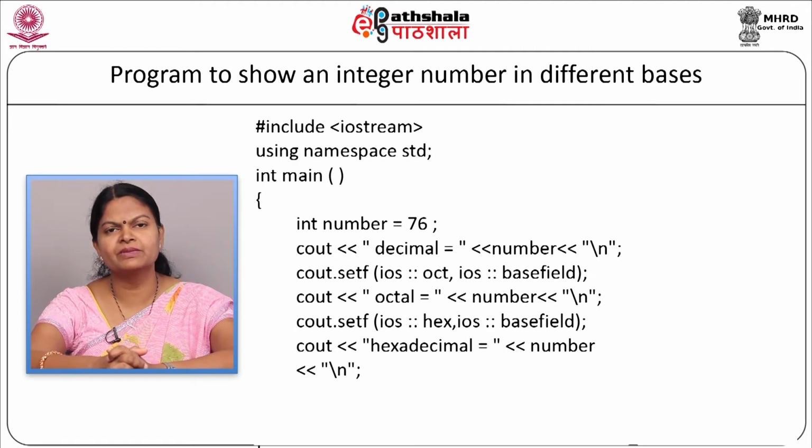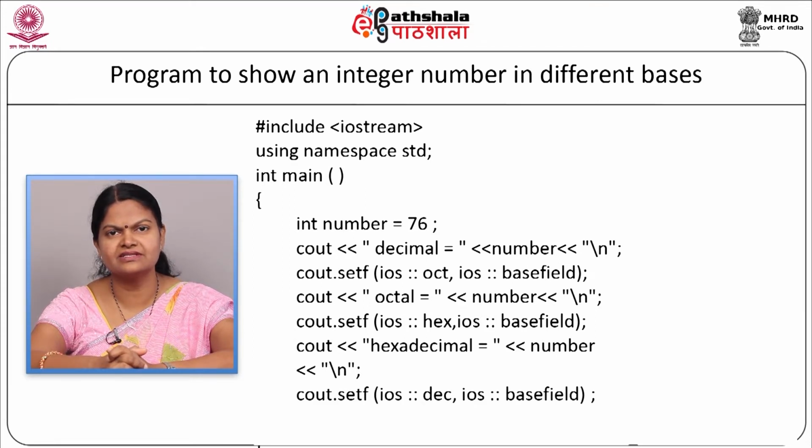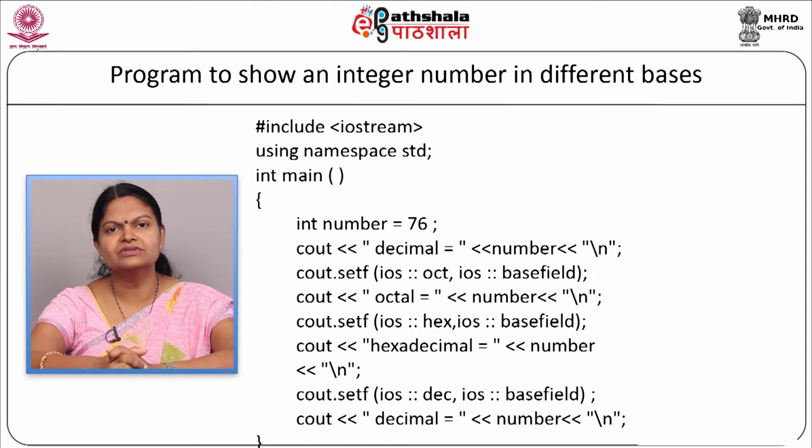Now we will change the format to decimal as cout.setf(ios::dec, ios::basefield), that is decimal. Now we will display the number in the decimal format as cout << "decimal = ", that is a text field, and the value of the number, and our program will end.